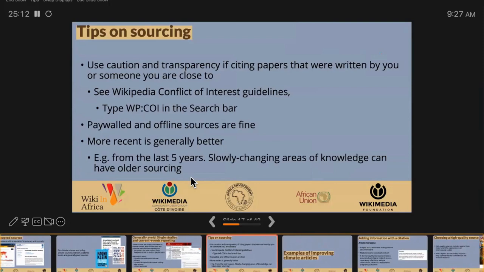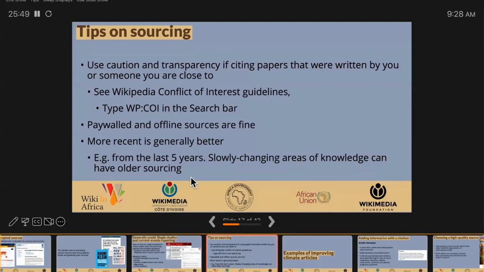And I just want to say a couple more things on choosing sources. If you wrote a paper, or were involved in writing a paper, there are certain guidelines for being transparent about that. I want to talk a bit about paywalled and offline sources, and sources that aren't in the language of the Wikipedia. You can use sources in the English Wikipedia that are not in English. You can also use sources that are in books, and you can use sources that are behind a paywall. That's totally fine.